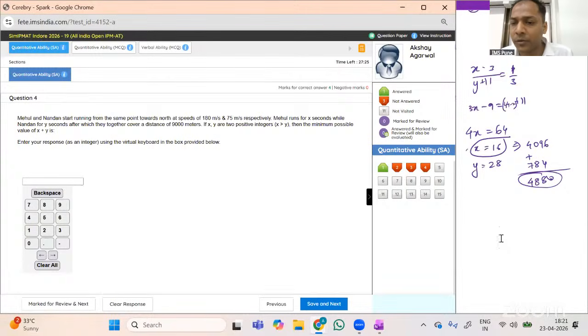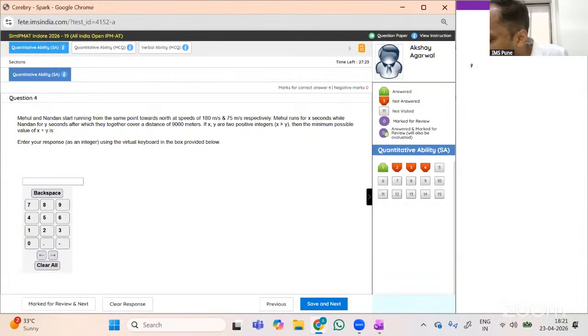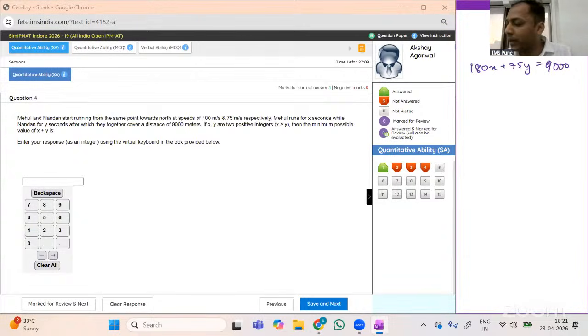Great. So therefore this is 180x plus 75y equal to 9,000. And if I divide throughout by 15, 180 divided by 15 is 12x plus 5y, and 9,000 divided by 15 would become 600. So 12x plus 5y is equal to 600.